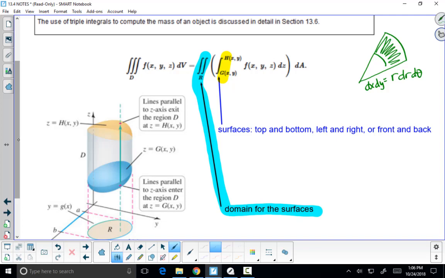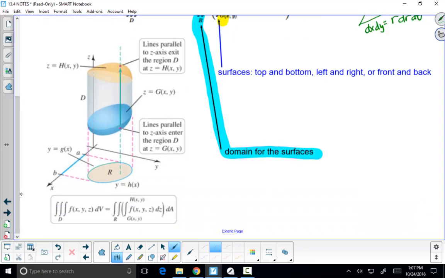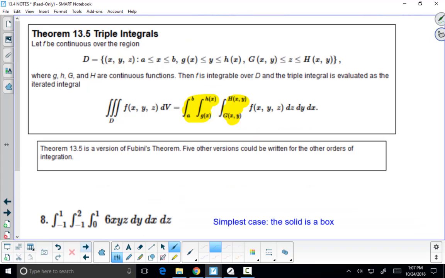And then the outer two integrals are the ones that we've been doing for the last week. Those are representing the domain of the surfaces. The domain for these surfaces is two-dimensional. So if we have this situation with z, the domain is down in the xy plane. It's some region in the xy plane. And then if x is first or y is first, we do it differently. But that's the idea. So let's keep on trucking.